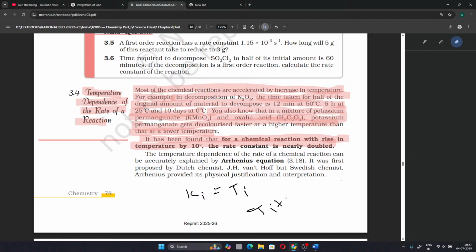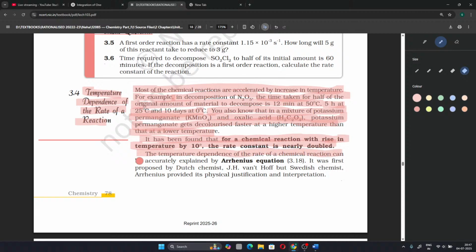This is what they are saying. Okay, fine. Nearly doubled. Okay, it will get doubled. Okay, let's see. The temperature dependence of the rate of a chemical reaction can be accurately explained by the Arrhenius equation.